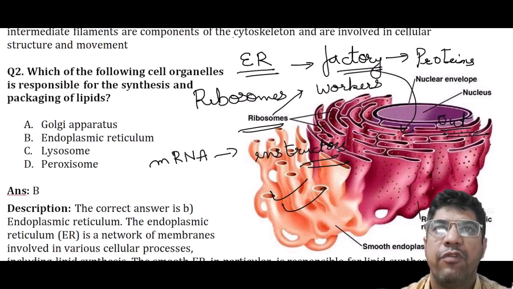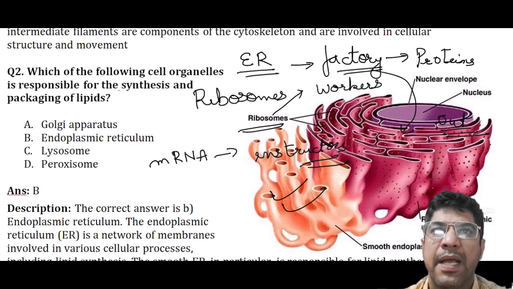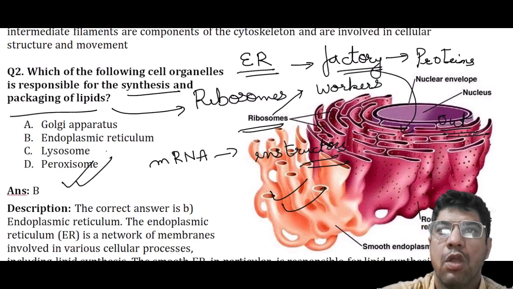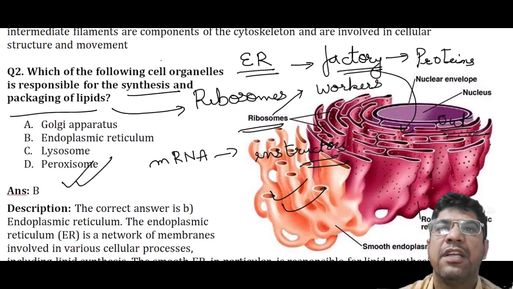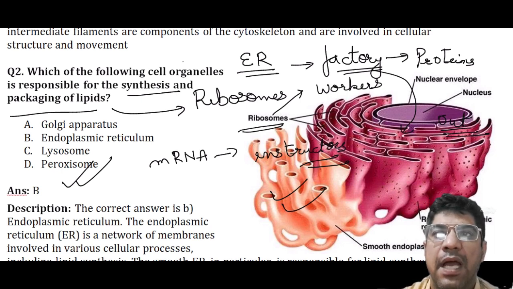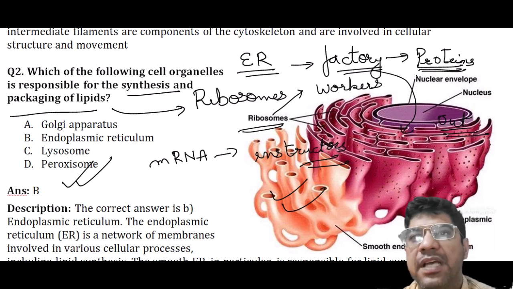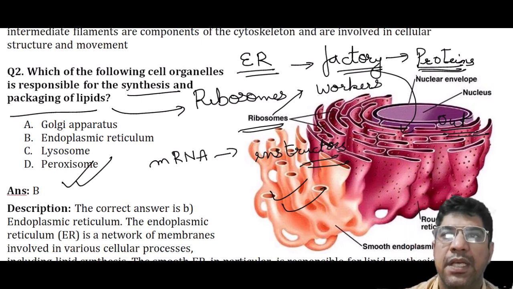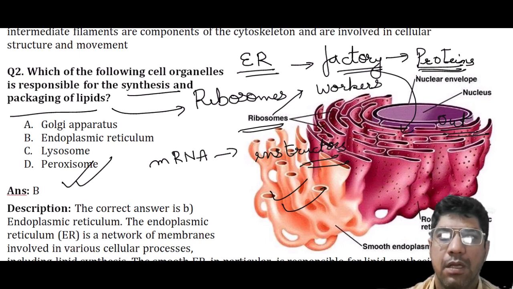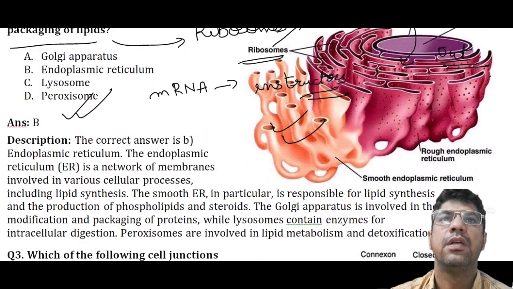So which of the following is responsible for synthesis and packaging of lipids? It's the endoplasmic reticulum. Remember, the Golgi apparatus is responsible for modifying and packaging the proteins and lipids, whereas the endoplasmic reticulum is involved in protein synthesis and lipid synthesis. The lysosomes are responsible for intracellular digestion, and peroxisomes play a role in lipid metabolism. Coming to the next question.